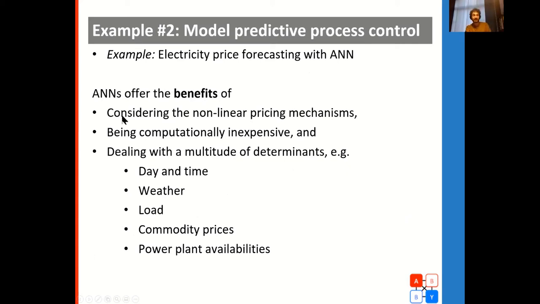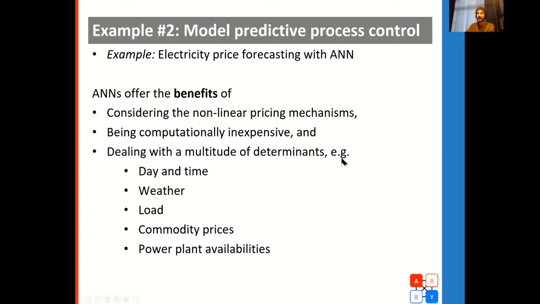Plus, it's relatively easy to implement those neural networks compared to an electricity price model which considers all the fundamental correlations between the different input parameters. And so it is computationally relatively inexpensive, which is especially important for those neural networks which are predicting the availability of CO2 and demand, because they are executed on a minutely basis. And then the neural networks are capable of dealing with a multitude of determinants.